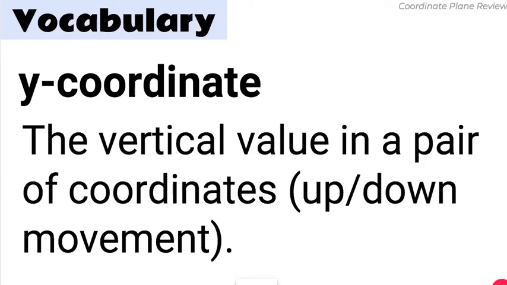Now the y coordinate is the vertical value. It's the up and down movement in the pair of coordinates. And this is the second value. So our x is the first value, y is the second value.